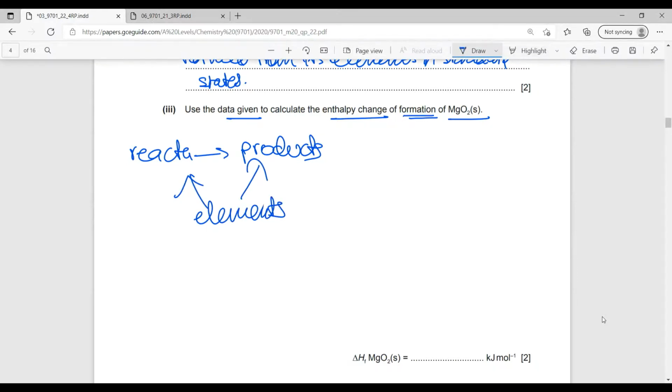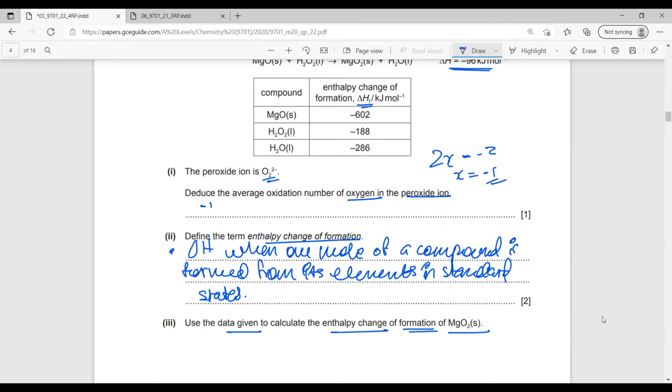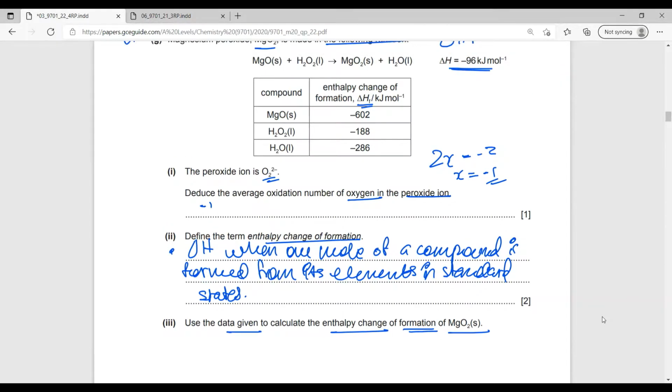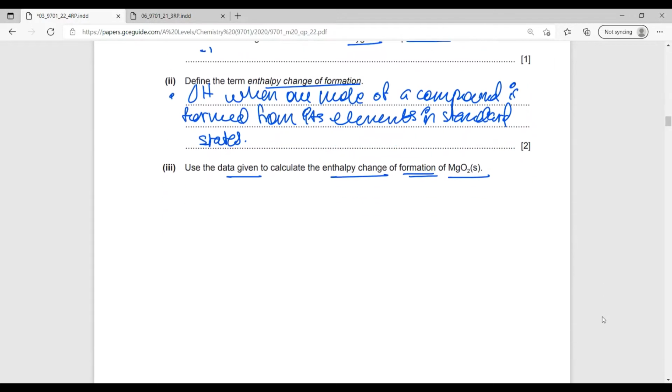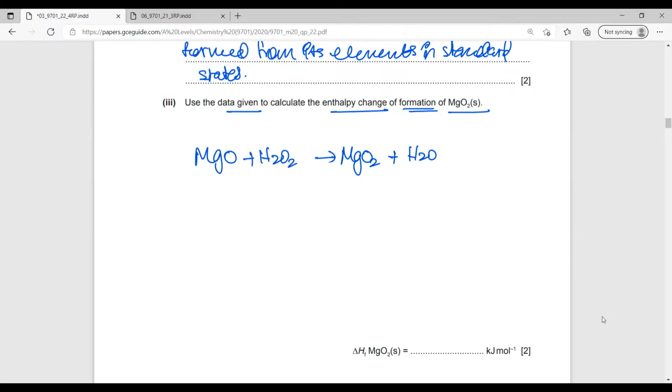So let's just erase this. And let's write the actual reaction down here. Just give me a minute. So the actual reaction is MgO plus H2O2 gives MgO2 plus H2O, right? And let's write their elemental forms. So Mg plus O2, right, plus H2.